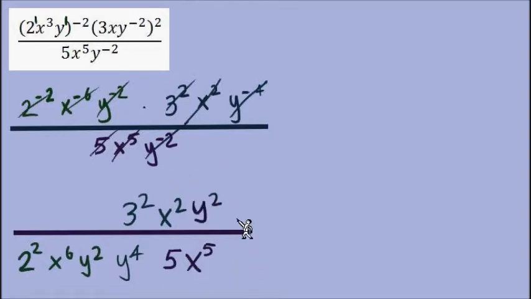Okay, a quick look at our result. At this point, we have all positive exponents, and we've noticed that some factors had to be moved from numerator to denominator or vice versa. We actually went through and moved anything that had a negative exponent.